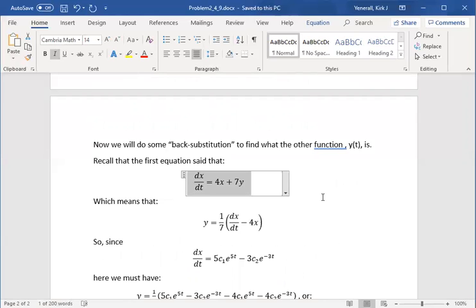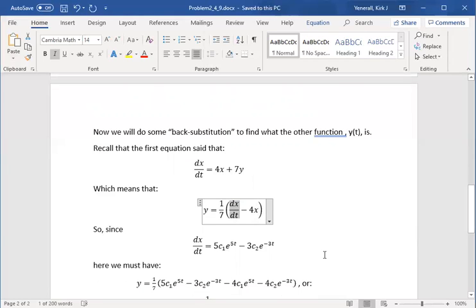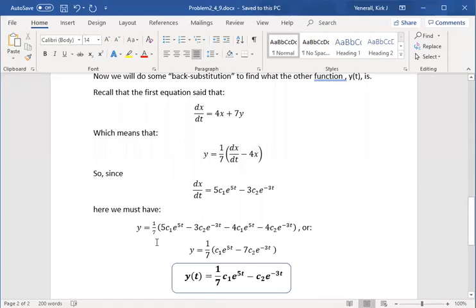Well, that equation can be solved for the function y. If we subtract 4x from both sides and divide by 7, we're going to see that y is 1/7 of the difference between dx dt and 4x. But we know what x is now, and therefore we also know what the derivative of x is. The derivative of x is going to be 5 times c1 times e to the 5t minus 3 times c2 times e to the minus 3t. And if I substitute in that expression for dx dt and the expression for x into my formula, I see that I've got 1/7 of 5c1 e to the 5t minus 3c2 e to the minus 3t minus 4c1 e to the 5t minus 4c2 e to the minus 3t.